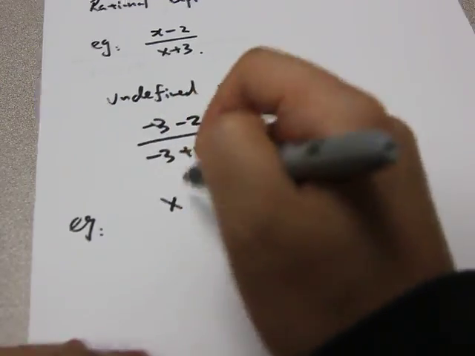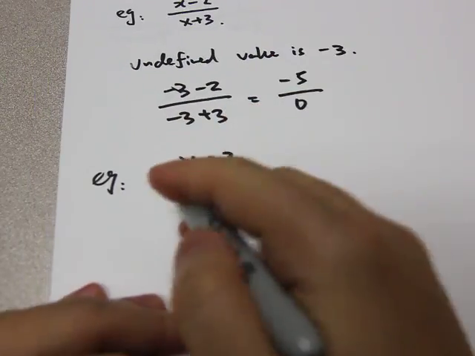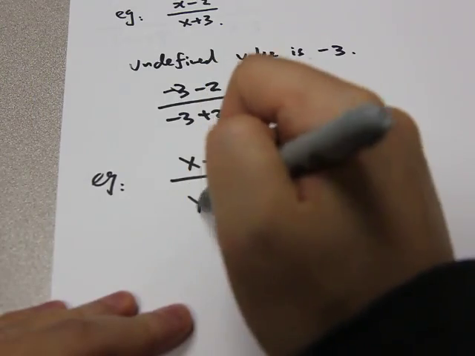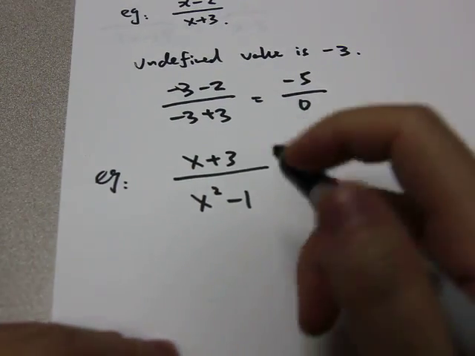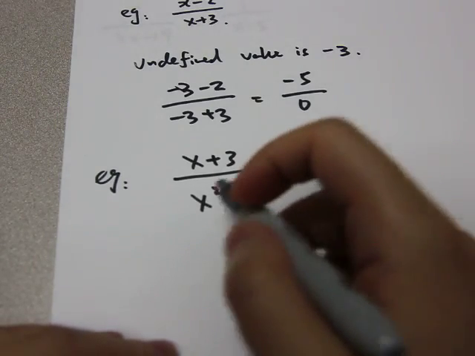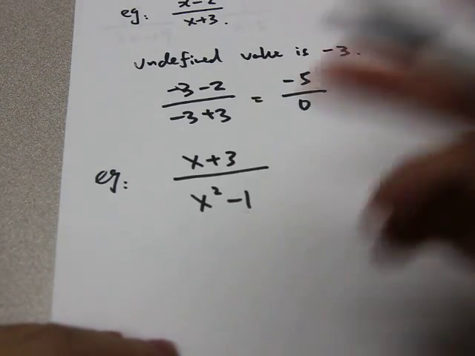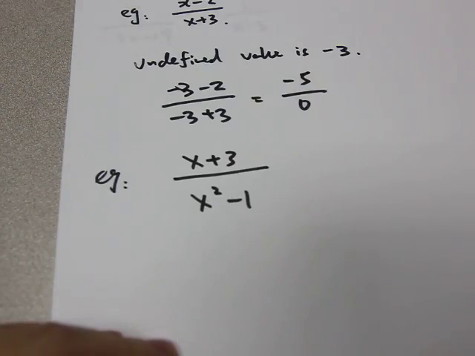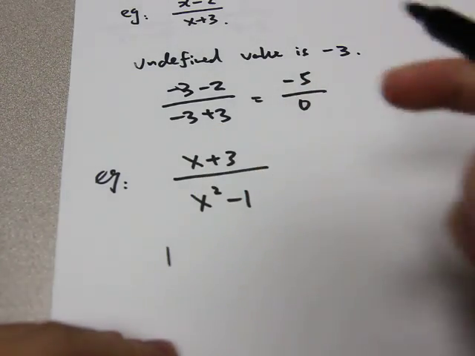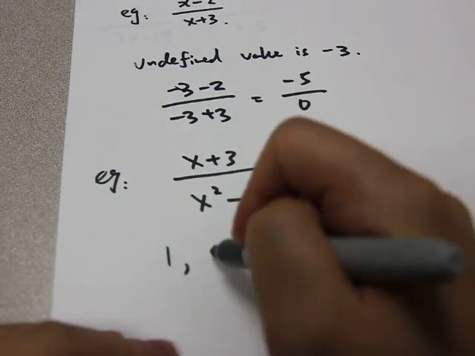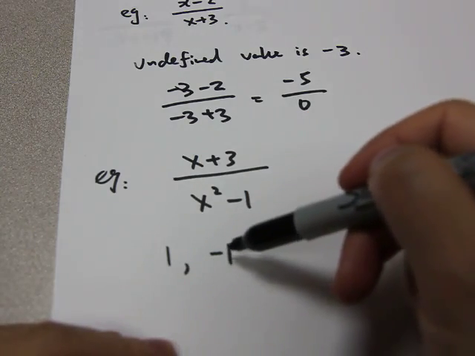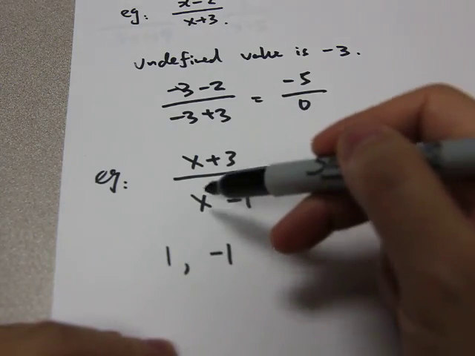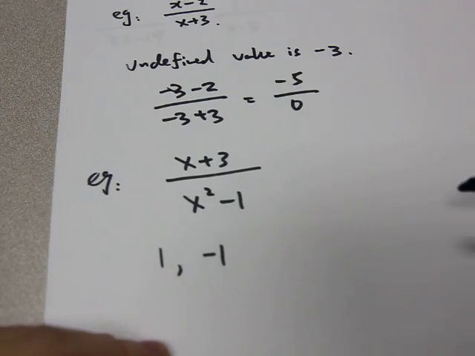Okay, let's look at another example. Let's say we have this rational expression x plus 3 over x squared minus 1. Can you see what the undefined values for this rational expression are? Well, some of you may say it's 1. Yes, 1 is an answer. However, there's another answer. That is -1, right? Because the square of -1 is +1, and +1 minus 1 is still 0.